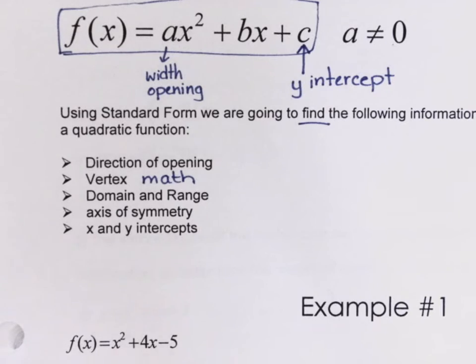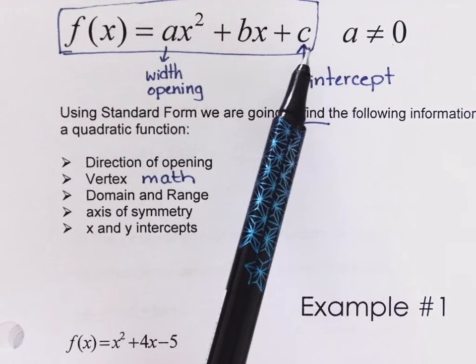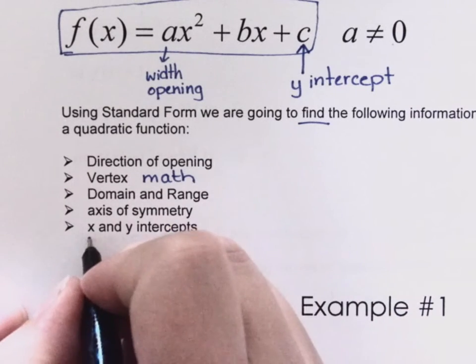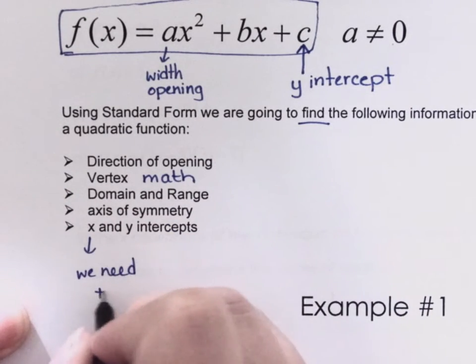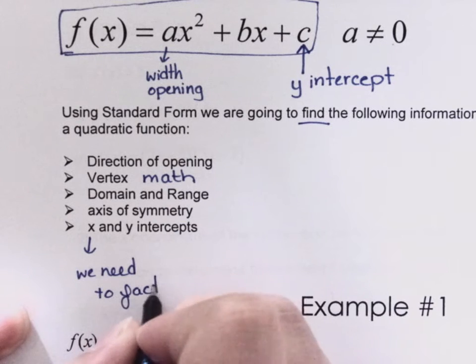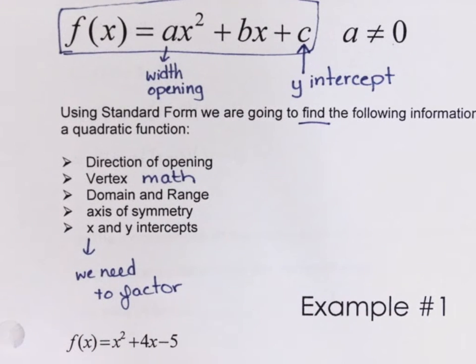So it's still pretty useful, and we're going to be factoring it to find the x-intercepts. So if we want to find the x-intercepts, we need to factor, okay? And this is the form that we factor out of. We factor out of standard form. We can't factor out of vertex form. We have to change it to standard form.